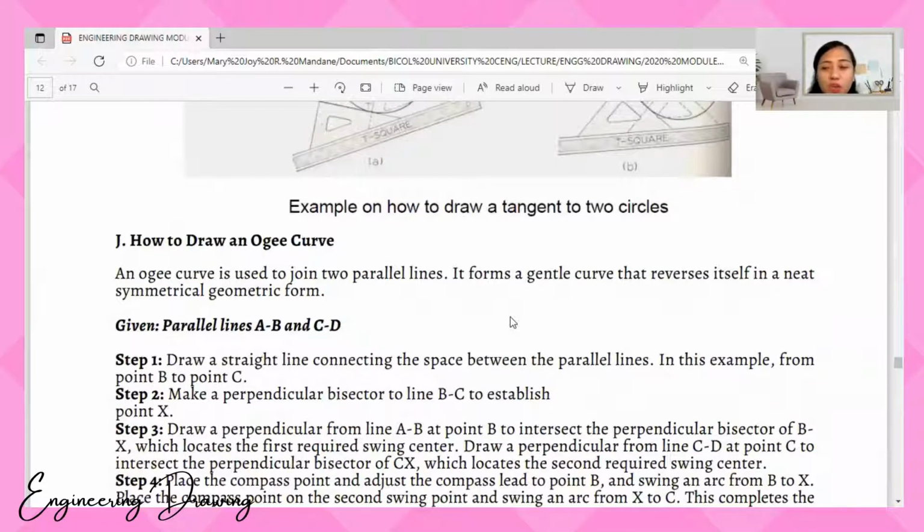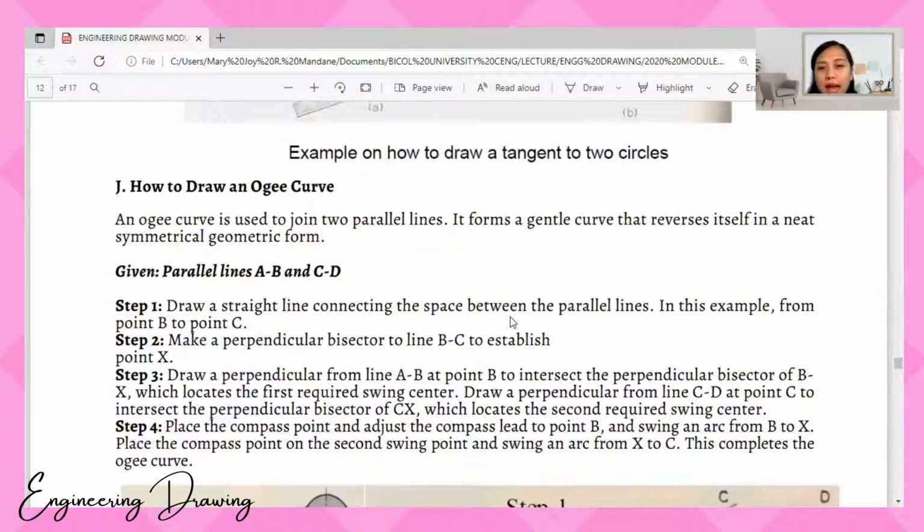How to draw an ogee curve. This is very important because this will be part of your output. An ogee curve is used to join two parallel lines, and it forms a gentle curve that reverses itself in a neat symmetrical geometric form.